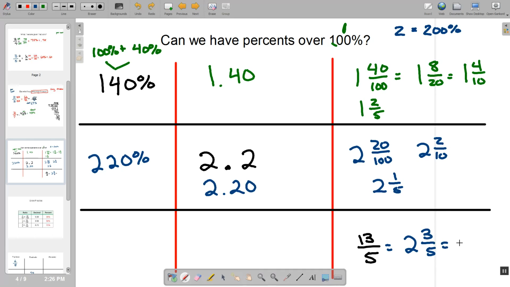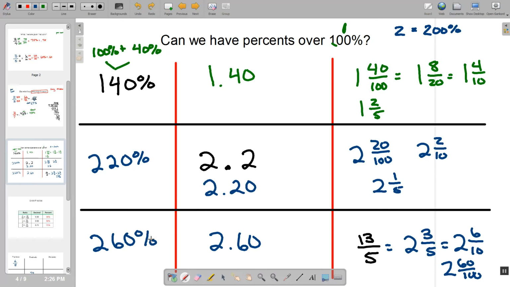That changes into 2 and 6 tenths. Well, we know that 6 tenths is the same as 60 hundredths, and now we have the information we need. The decimal is 2 and 60 hundredths. The percent would be 260%.